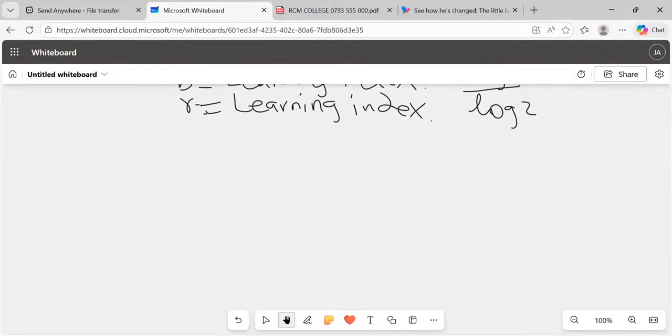I can see chats here. Let me first of all read the chats. Yeah, no worries. Great. They are responding to whether they are able to follow.